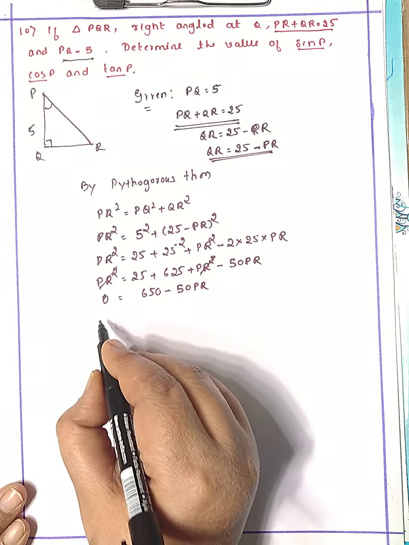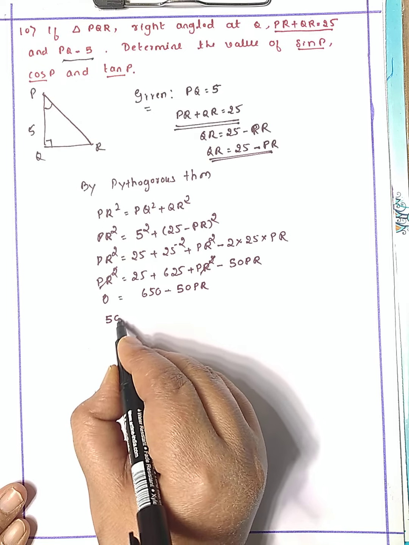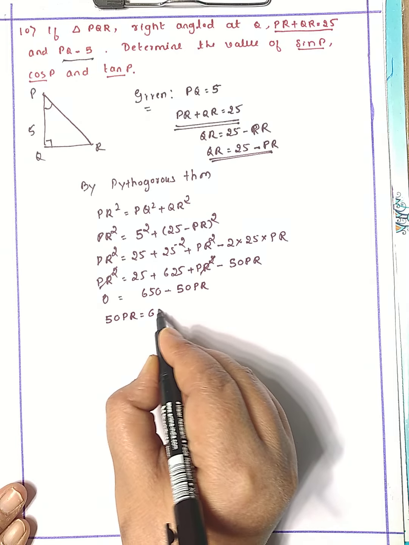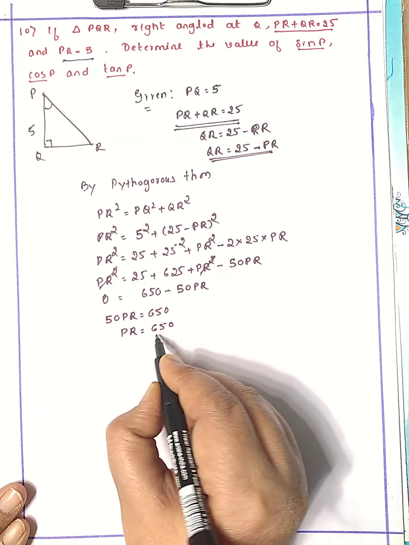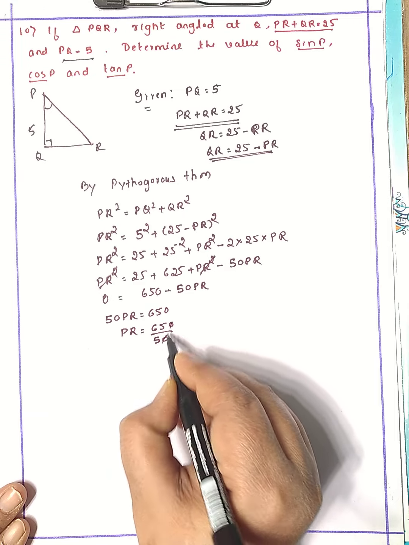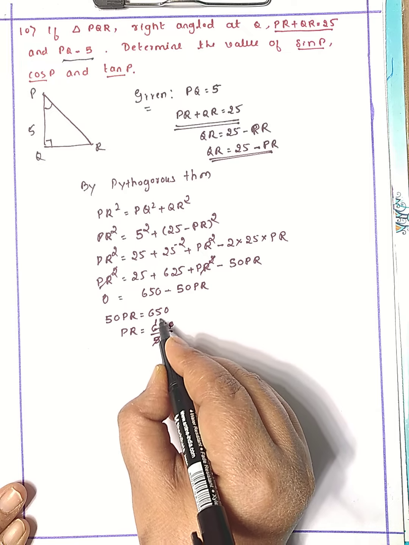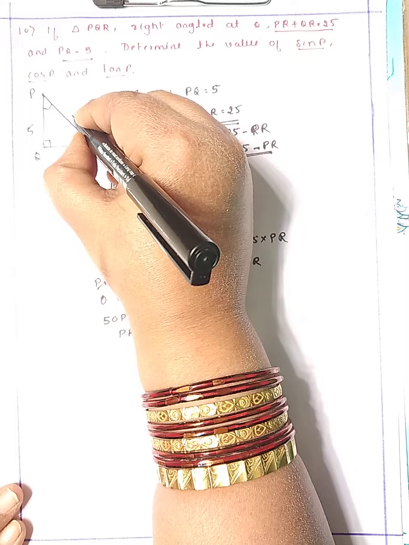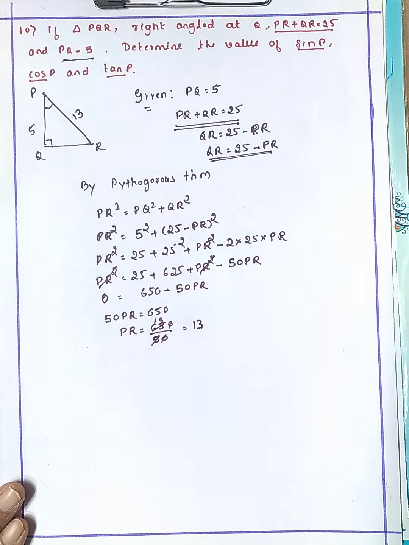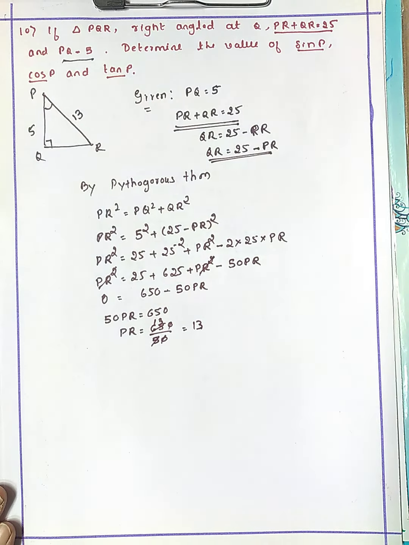Transfer to the left side. 50 PR equal to 650. PR equal to 650 upon 50. 5 ones are 5, 5 thirteens are 65. PR equal to 13. So this is PR. We get the hypotenuse as 13.